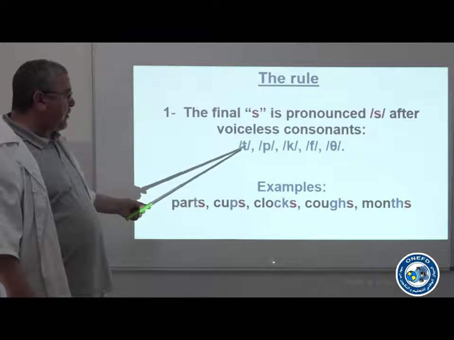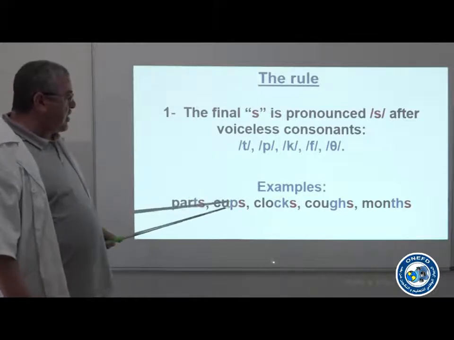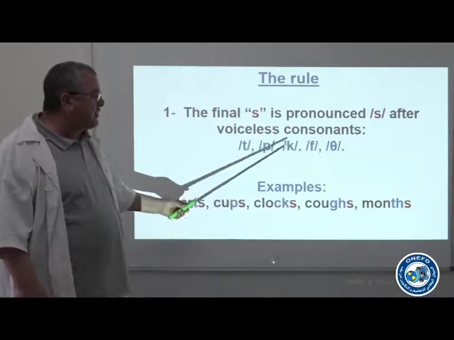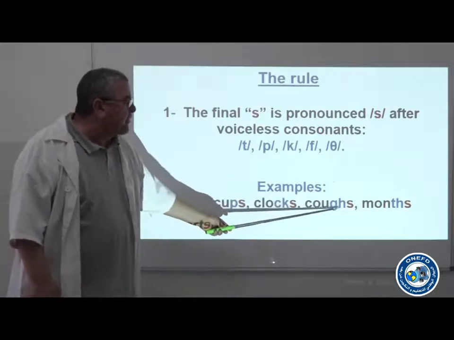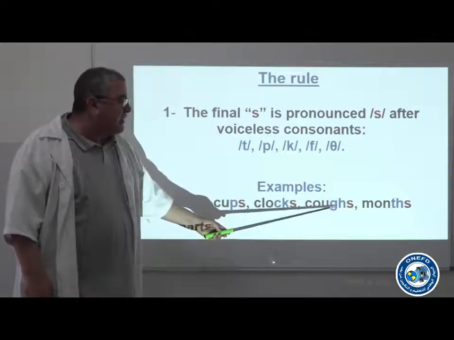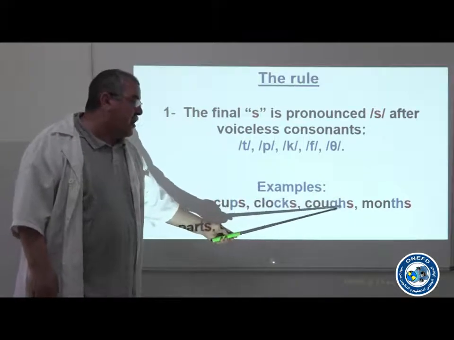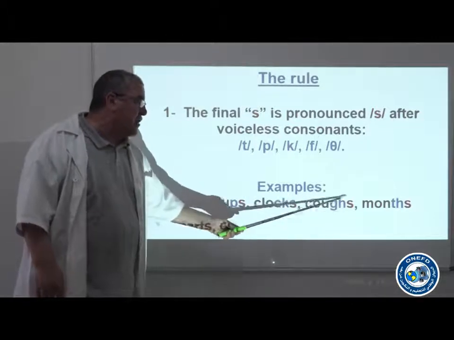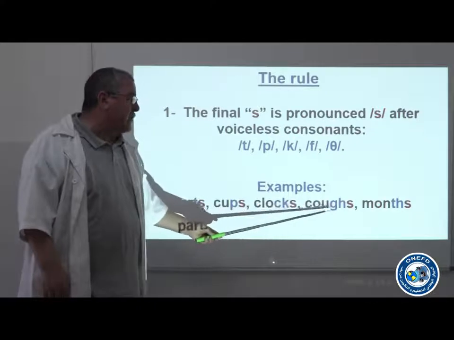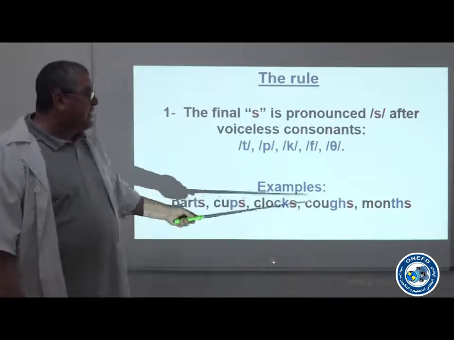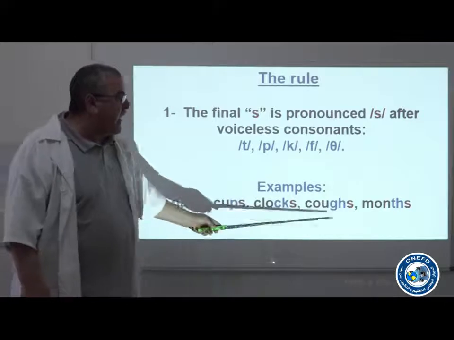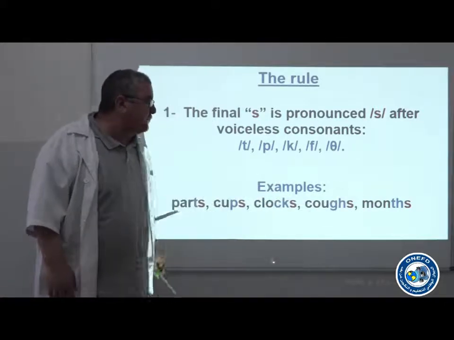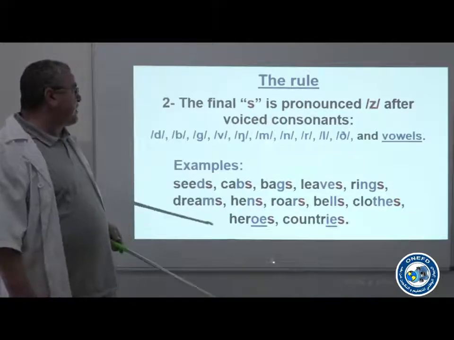Parts, for the /t/. Cups, clocks, cuffs. You remark that this is GH, but you know that a lot of words with GH are pronounced F, like cuffs, and there are other words. Cuffs and months.